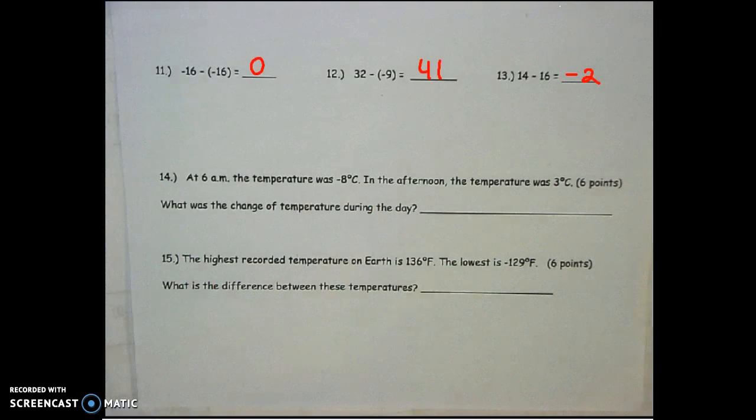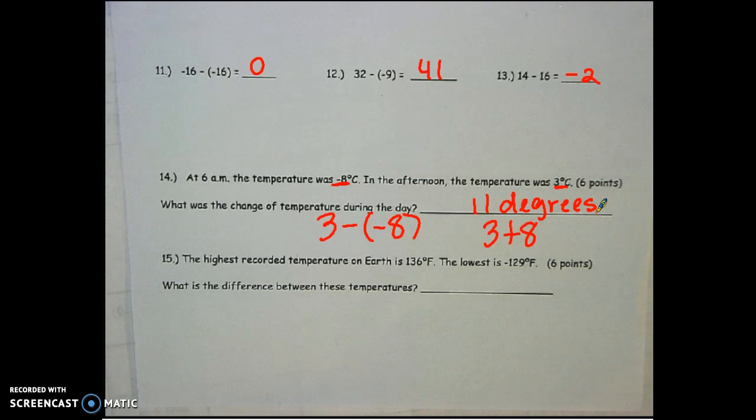At 6 a.m., the temperature was negative 8. In the afternoon, the temperature was 3 degrees Celsius. What was the change in temperature during the day? Change means that we're going to subtract our biggest number, or the highest temperature, 3, minus the lowest temperature. The lowest temperature is negative 8. I'm subtracting, so I have to do additive inverse. 3 plus 8 is 11. It changed by 11 degrees. It increased by 11 degrees.